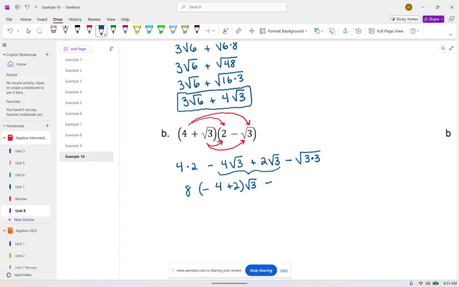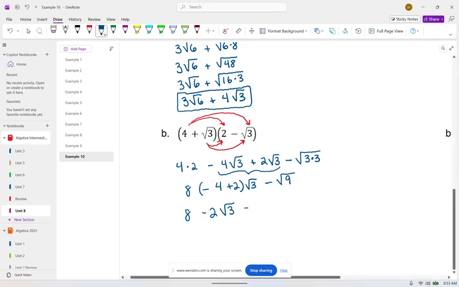And then we have minus the square root of 3 times 3, which is 9. And so this is 8. Negative 4 plus 2 is negative 2 minus 2 square root of 3. So again, this is just minus 4 plus 2, so negative 2 square root of 3 minus, and then 9 is a perfect square that the square root of is 3.